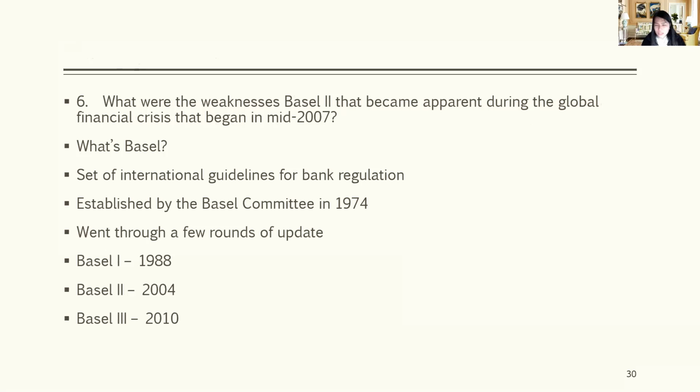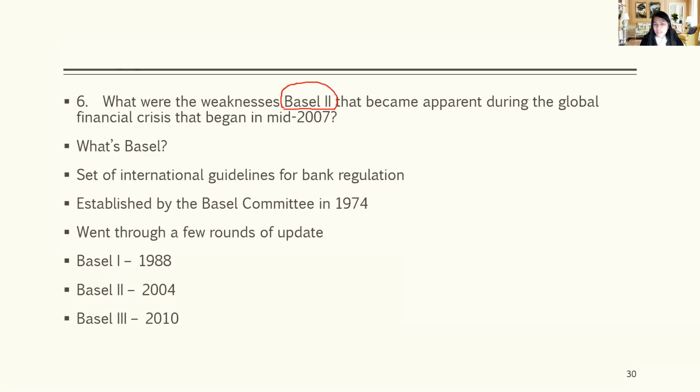Question 6. So this relates to Billy's question before, right, about the banks as they emerged from the crisis in 2007. So the question is, what were the weaknesses of Basel II that became apparent during the global financial crisis in 2007? So to answer this question, we need to understand what Basel is first, okay?